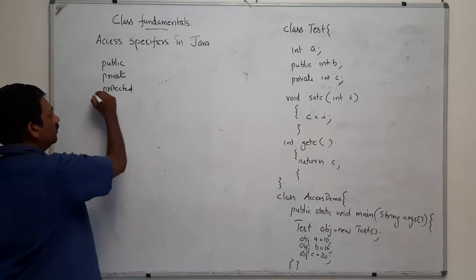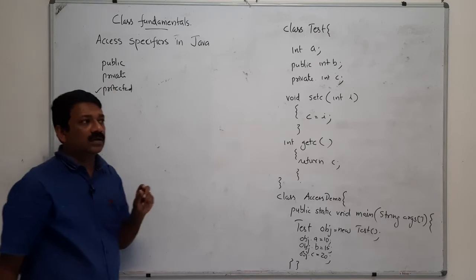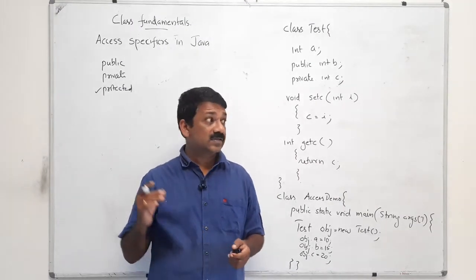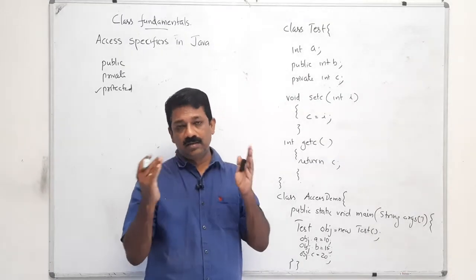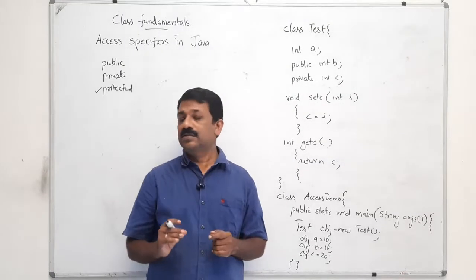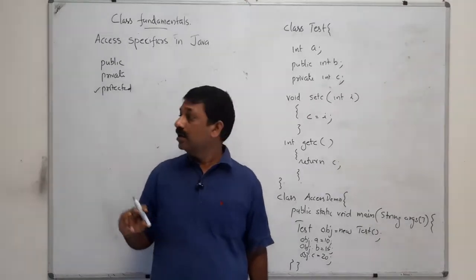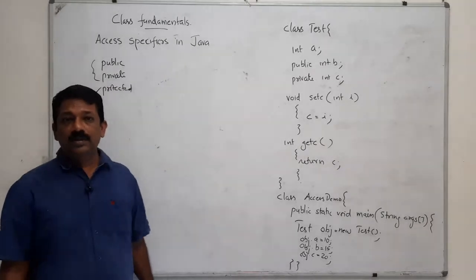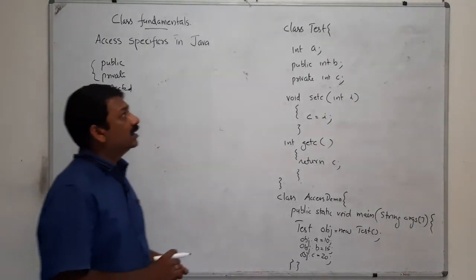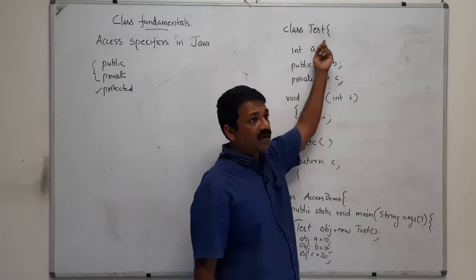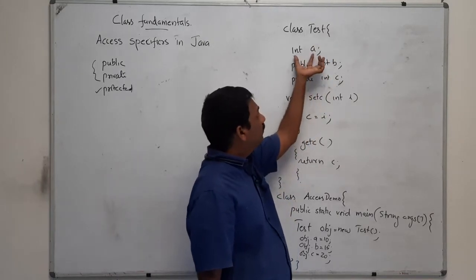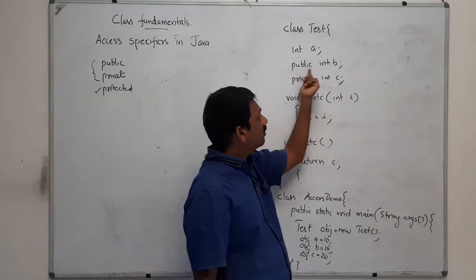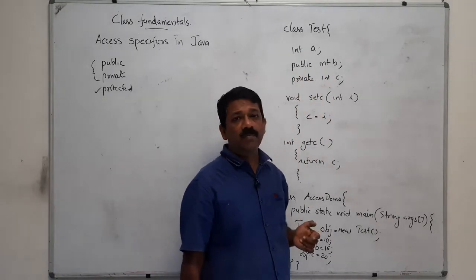At this point in time, we are not focusing on protected. When we discuss inheritance, that means creating subclasses from the main class, then only we'll discuss protected. Now we are focusing on public and private data. For example, here we have a class Test. Here I have defined one variable without any access specifier, here I have defined a public variable, and here a private variable.